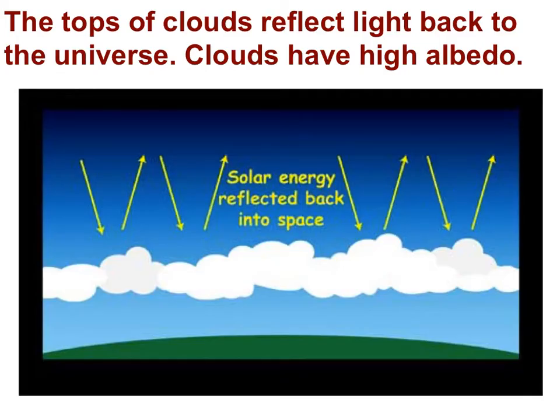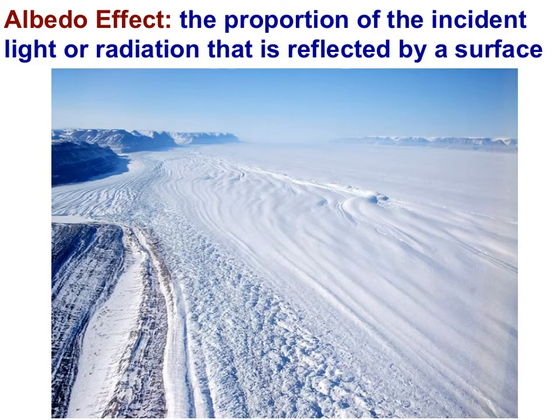Once again, clouds have high albedo, serving to reflect solar energy back out to the universe. Clouds would reduce the absorption of solar radiation at the Earth's surface. This would serve to cool the Earth. Ice, snow, and the tops of clouds reflect solar energy, serving to reduce the amount of solar energy absorbed at the Earth's surface. This tends to keep the Earth cooler.